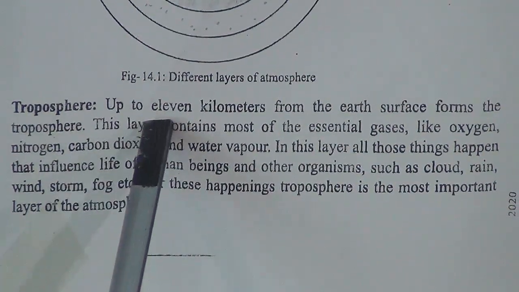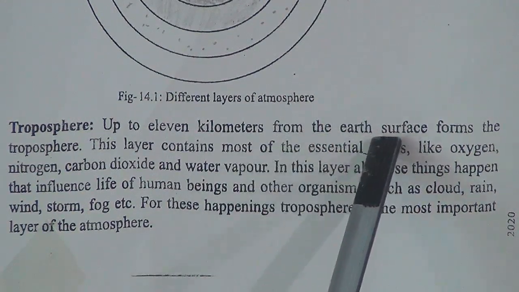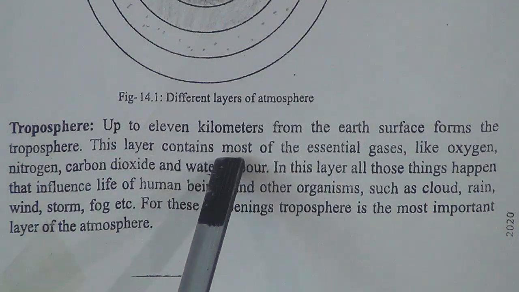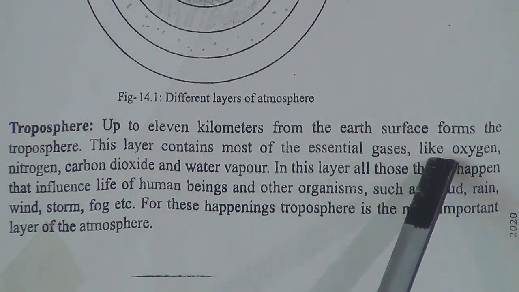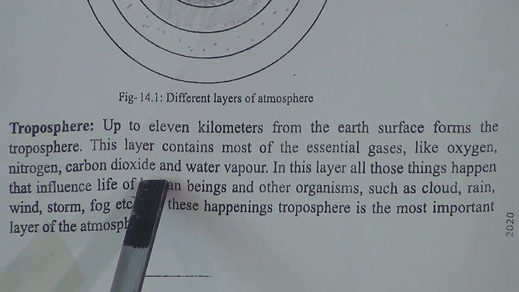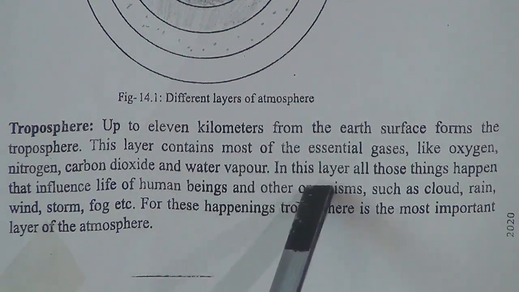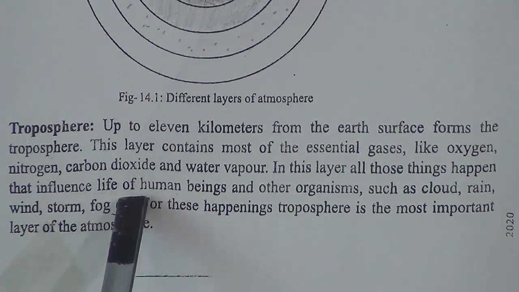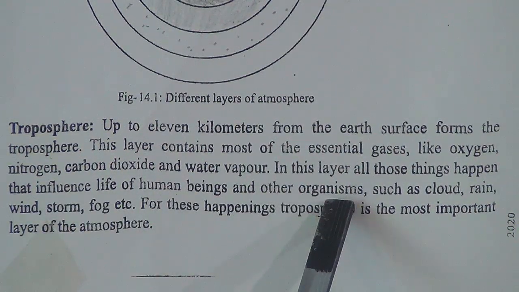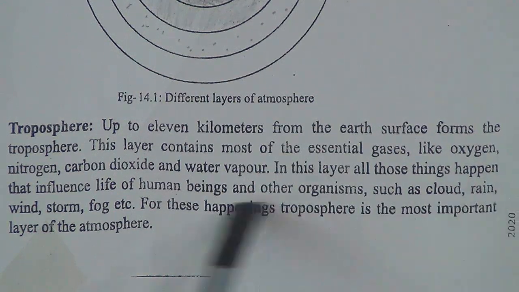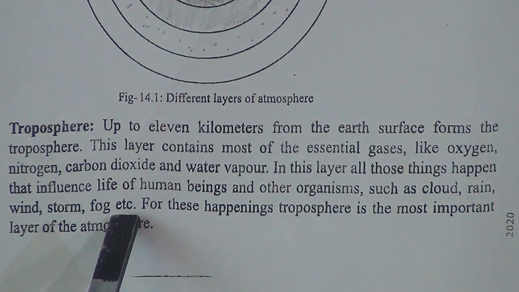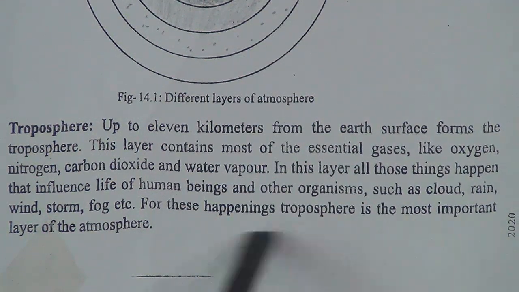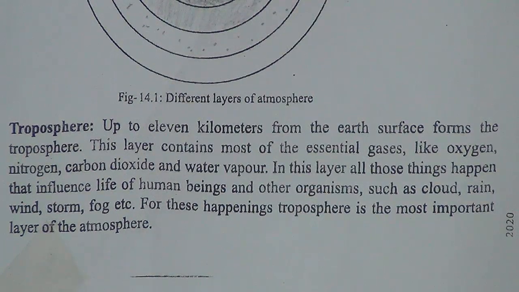Troposphere: up to 11 kilometers from the earth surface forms the troposphere. This layer contains most of the essential gases like oxygen, nitrogen, carbon dioxide and water vapor. In this layer, all those things happen that influence life of human beings and other organisms, such as cloud, rain, wind, storm, fog, etc. For these happenings, troposphere is the most important layer of the atmosphere.